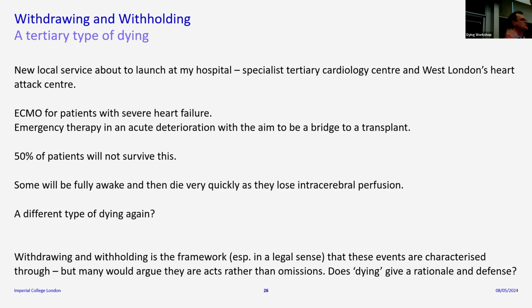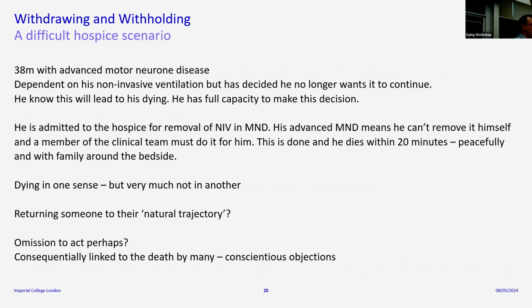Like obviously with my GMC hat on, I've got the framework, I understand the law, and that's what I practise. But my philosopher head is just saying, hang on, these feel different somehow. And I wonder if the definitions of dying might capture some of that. Because with these kinds of withdrawals of treatment, particularly the NIV one, they are really disruptive to the hospice for, in my experience, probably a month. So in the planning, the doing, and then the debriefing. And there has to be something different about that.